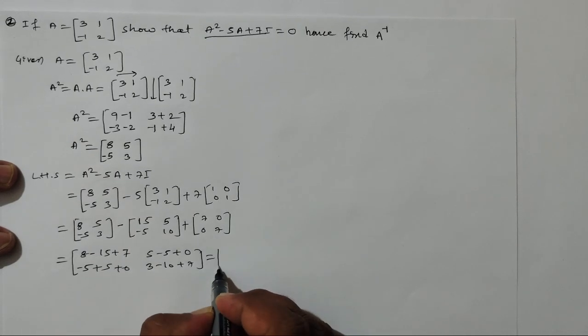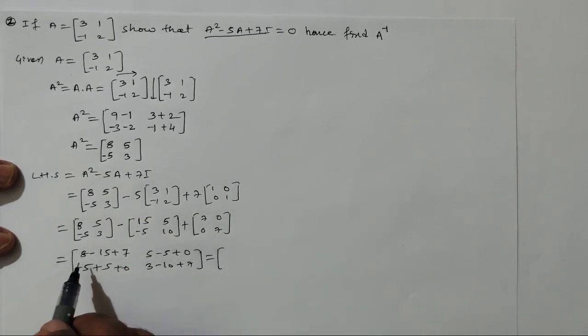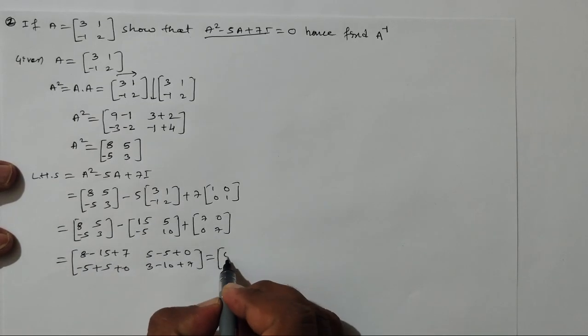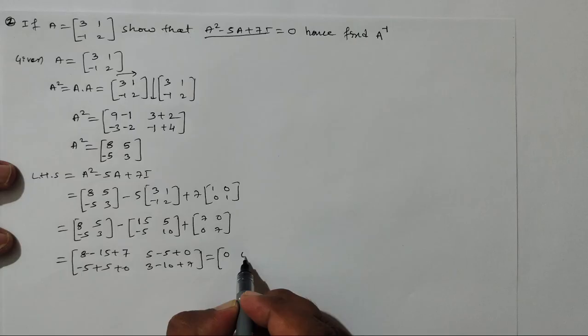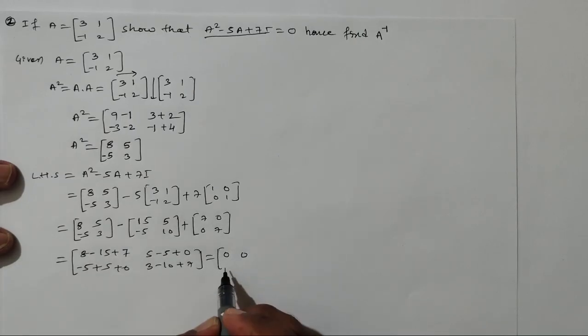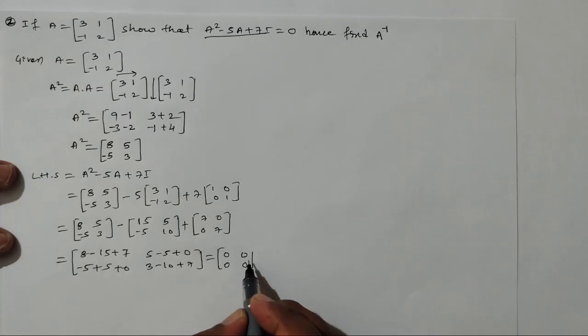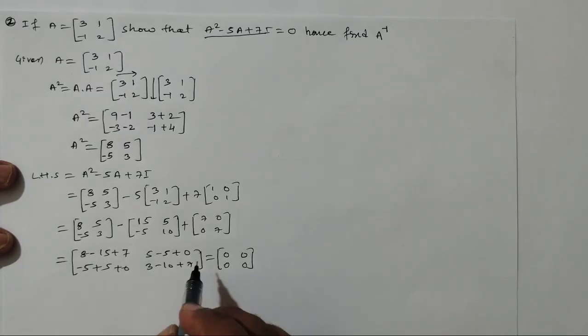Next, 3 minus 10 plus 7. So that is equal to, see, 8 plus 7 becomes 15. 15 minus 15 becomes 0. 5 minus 5 becomes 0. Minus 5 plus 3 is also 0. 3 plus 7, 10. 10 minus 10 becomes 0. Okay, see, LHS equal to RHS.